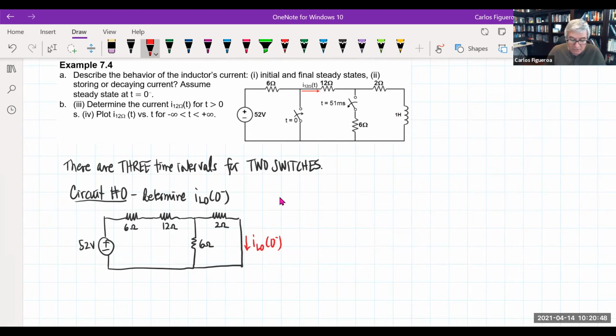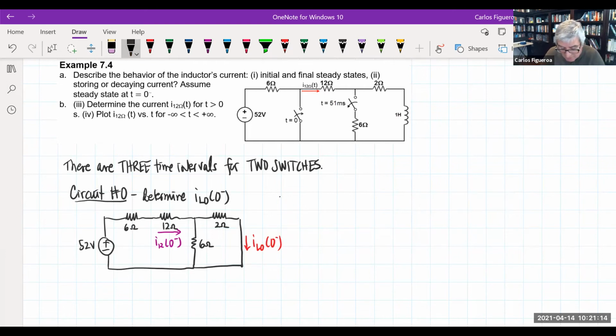Now, because I want to calculate the voltage of that 12, let's say this is the current that I'm looking for right there. Actually, I'm going to put this down here so that I can write it. I'm really looking for I12 of 0 minus. I'm going to need those two values here. So let's go look at that.